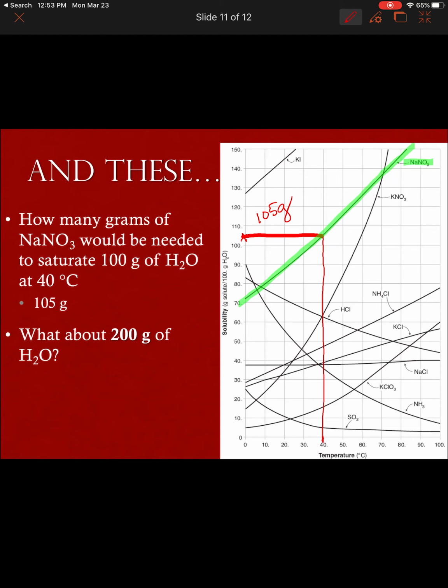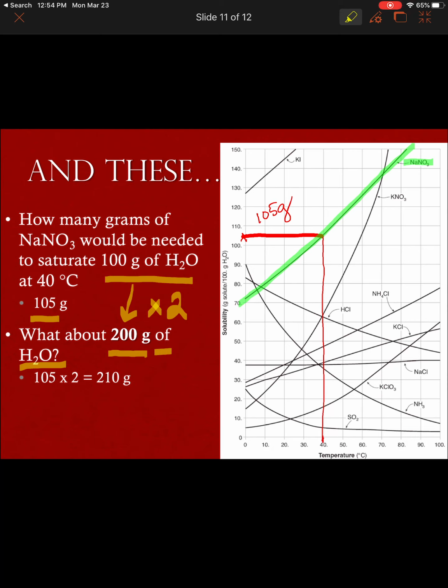So, what about if we had 200 grams of water? Now remember, this whole table gives us values at 100 grams of water. So, if you look at the question we just did, for 100 grams of water, we would need 105 grams of solute. What if we had 200 grams of water? Think about it. What did we do to get from 100 to 200? You had to multiply it by 2. So what do you think you're going to do to that 105? The same thing.